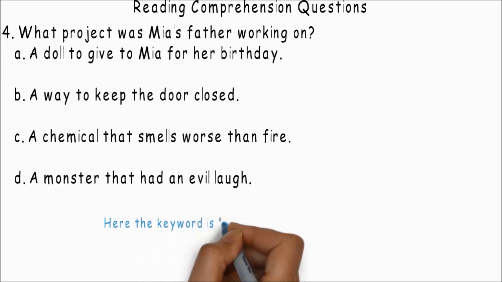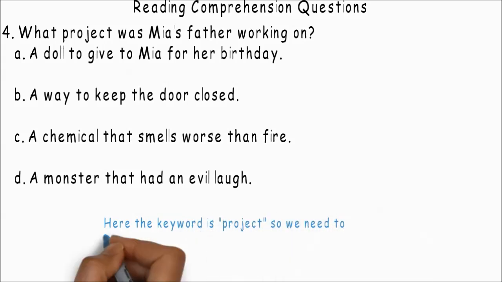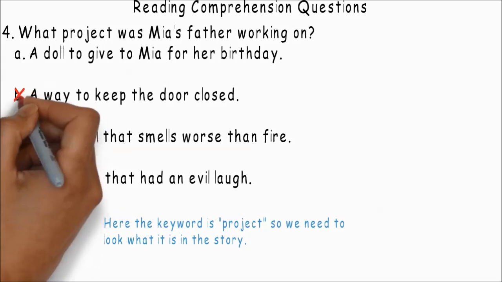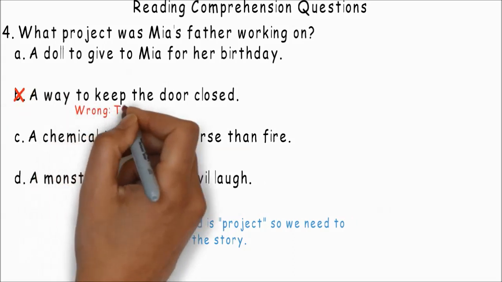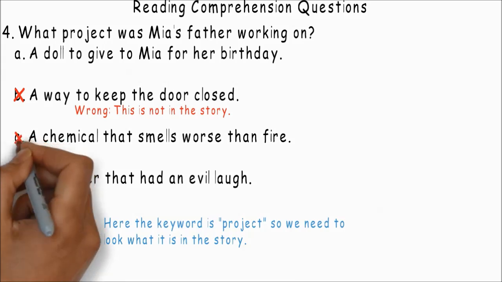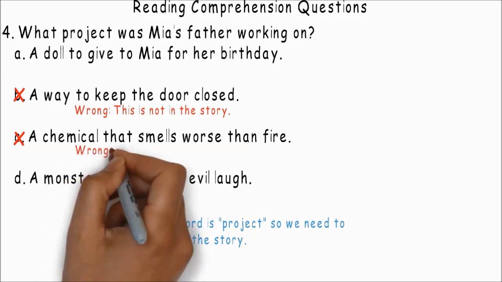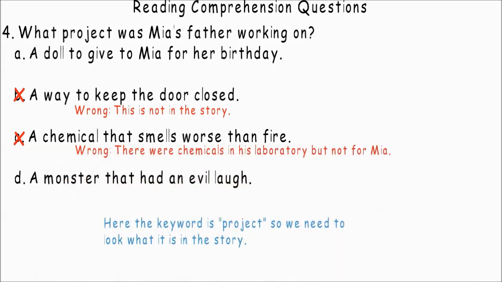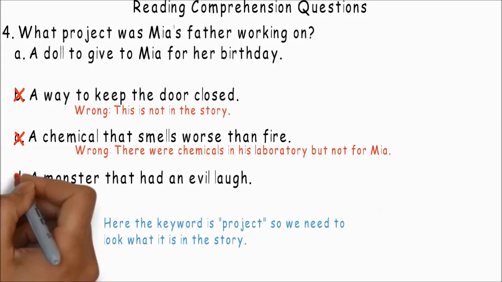Here, the key word is project, so we need to look for it in the story. What project was Mia's father working on? Well, it's not B. This is not in the story, a way to keep the door closed. It's not C, a chemical that smells worse than fire. There were chemicals in his laboratory, but not for Mia. Yeah, that wasn't part of it.